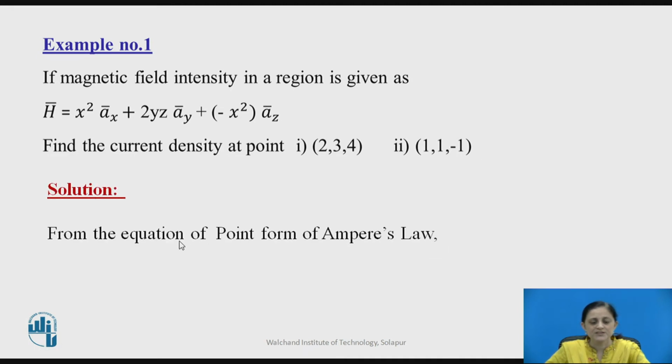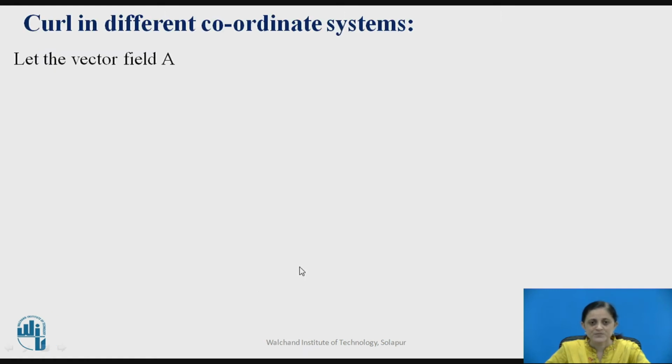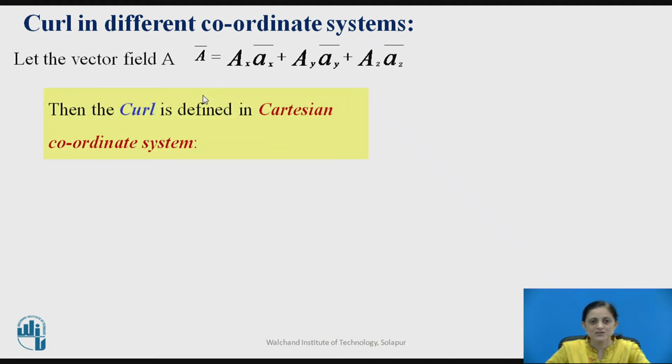So from the known equation of the point form of Ampere's law, it is del cross H bar is equal to J bar. So J bar is to be calculated while knowing the value of this H bar. So here you are taking the curl of this H bar, that is magnetic field intensity. But this curl operation is defined differently in 3 different coordinate systems. So let us consider the first coordinate system, that is Cartesian coordinate system.